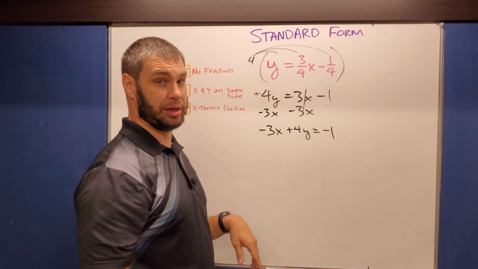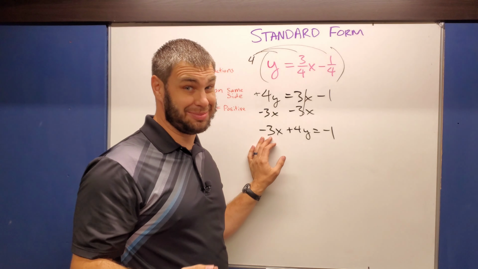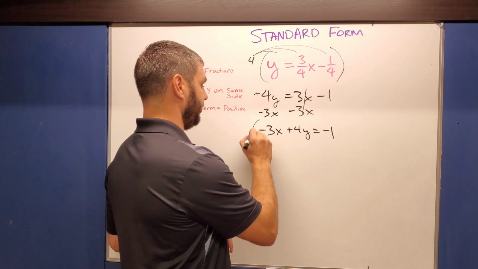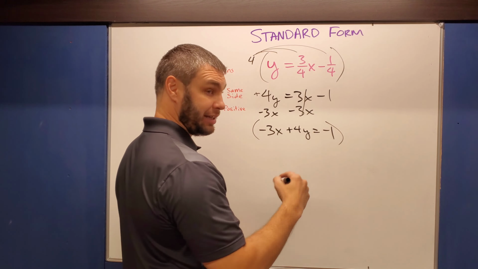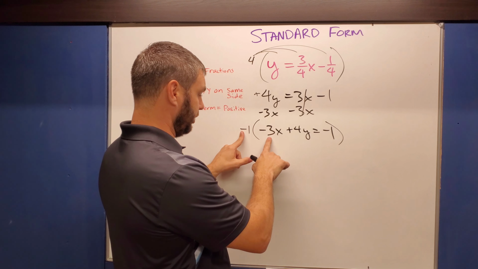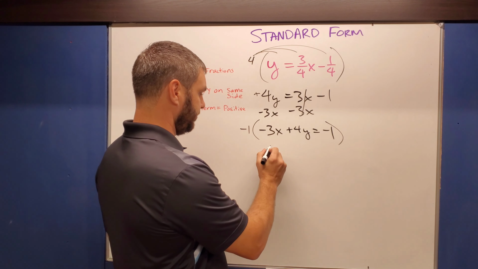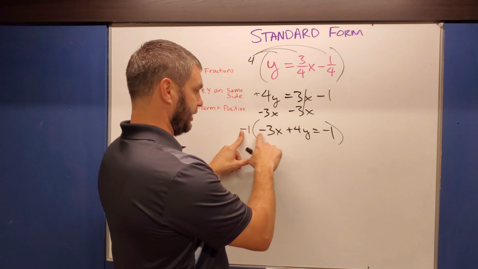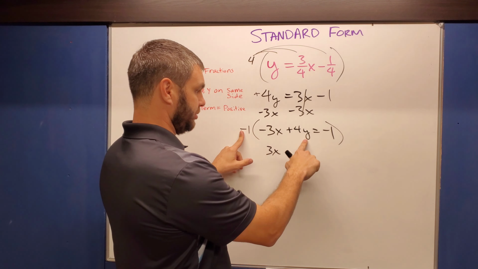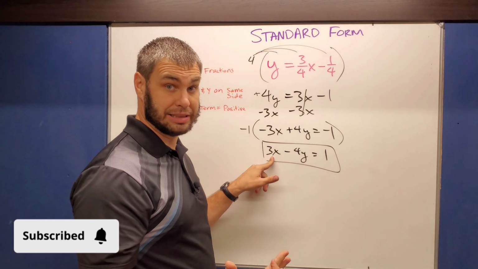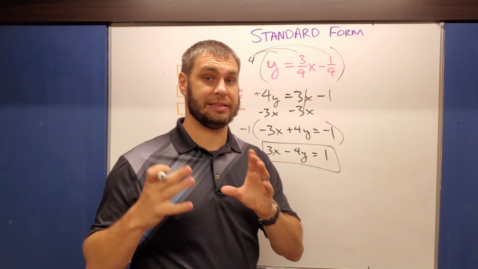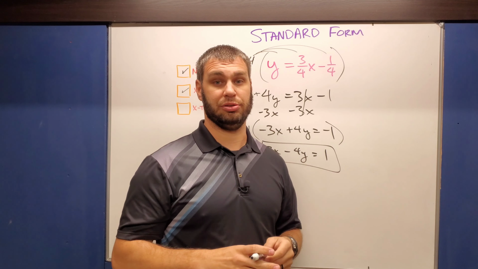The last part, though, is that the x term has to be positive. Right now, mine is negative. To get this to be positive, I'm going to multiply the entire thing again, but this time just by a negative 1. If you think about what happens when you multiply by a negative 1, here a negative and a negative is going to cancel to give me a positive 3x. Negative 1 times 4y is going to be minus 4y. And a negative times a negative is a positive 1. So essentially what that did is it switched all my signs, which left me with a positive x term. Right, so that's how you take slope-intercept and change it into standard form.